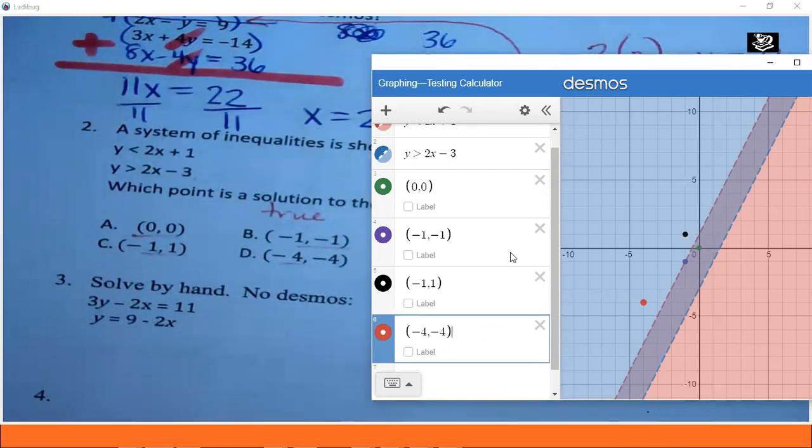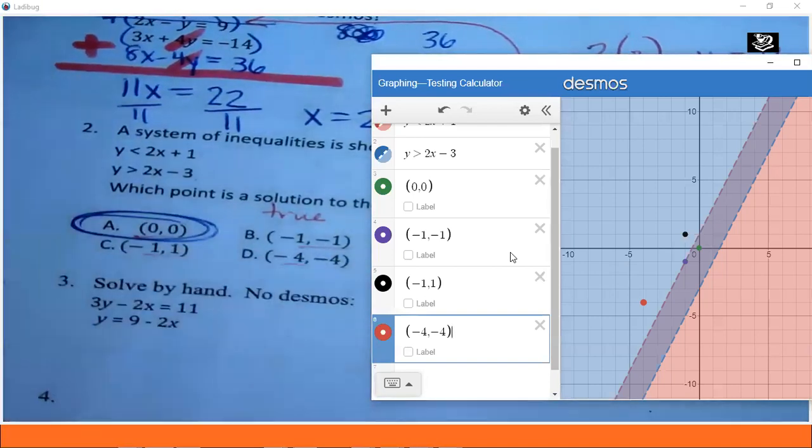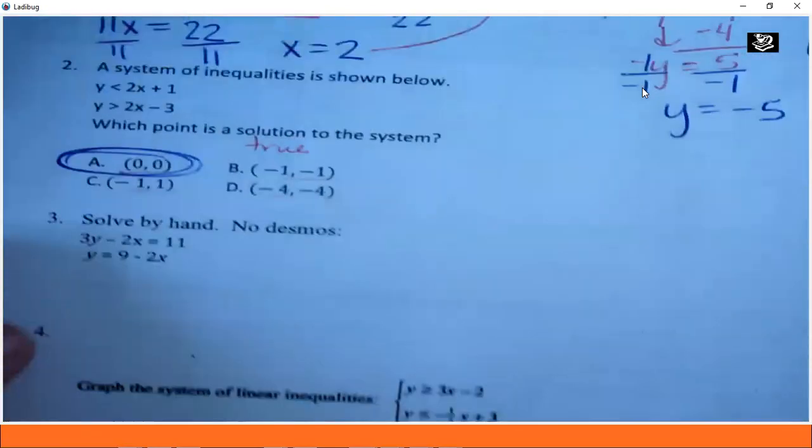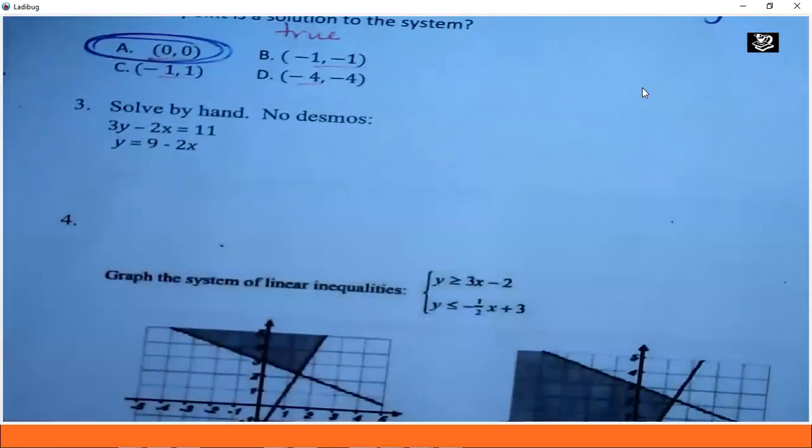What was the green one? 0, 0. All right, 0, 0. It's got to be where the colors overlap. Questions on that one? All right, number 4 is no Desmos. So again, if you'll just do half screens or close them, whichever one is fine with me, but half screens, that way you don't have to log back in or anything.